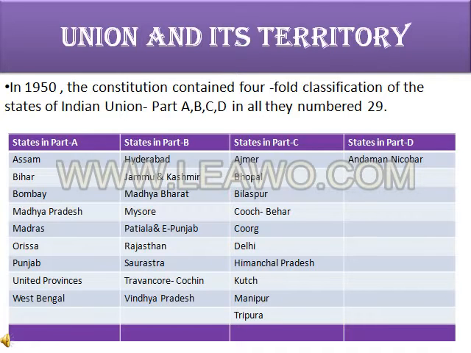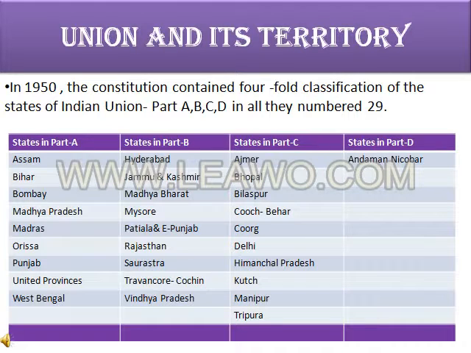What happened after all 552 princely states joined India, and especially Hyderabad, Kashmir and Junagadh joined India? In 1950, the constitution contained a fourfold classification of the states of the Indian Union: Part A, B, C, D. In all they numbered 29. Means the Indian constitution makers divided India into four sections, A, B, C and D, and altogether they separated India into 29 states.